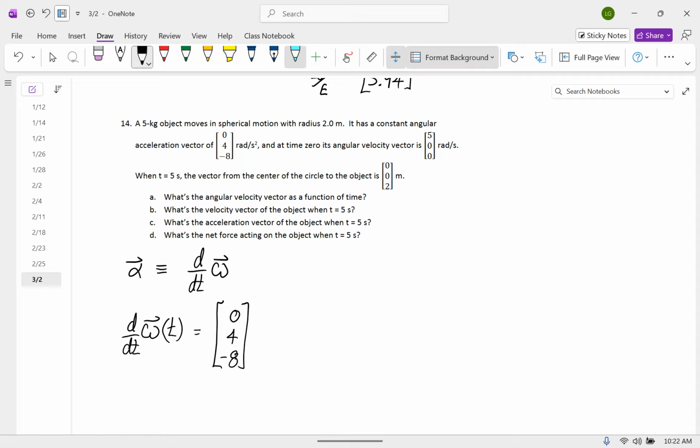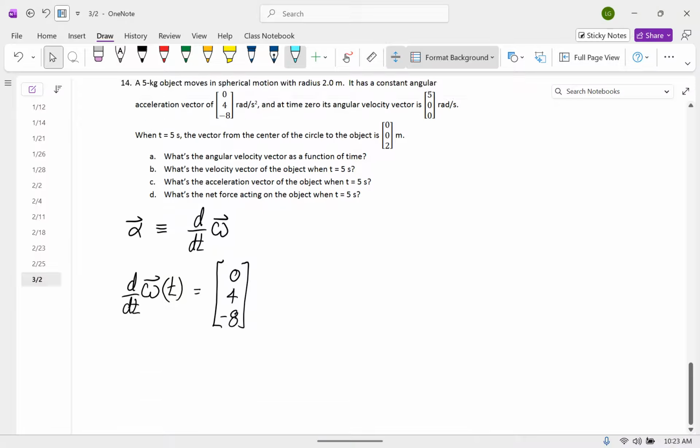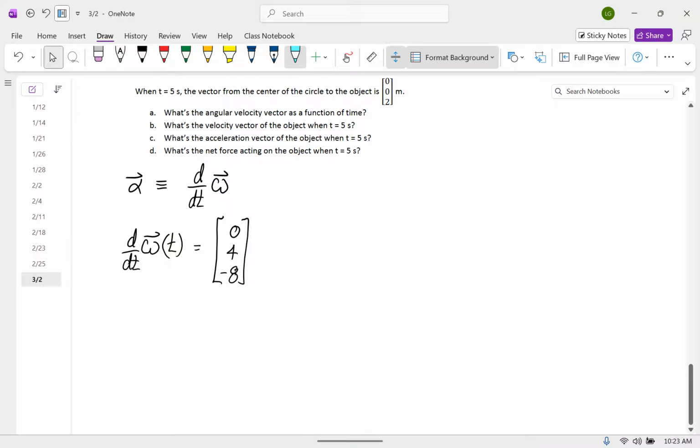And we're going to need to know the angular velocity to do these calculations because they come into the equation. And so we're going to have to do these differential equations to find omega as a function of time. So I'll start out with d omega x dt is equal to 0.